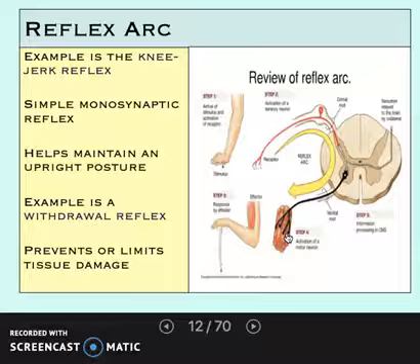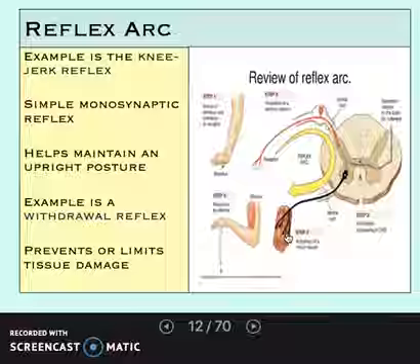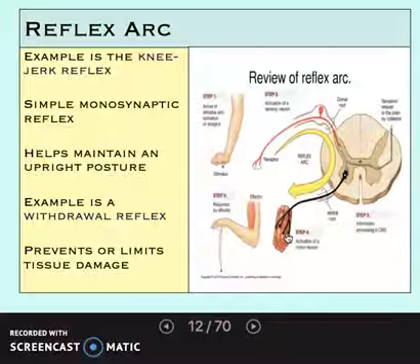And of course, the adaptive advantage of the reflex arc is that it allows for your body to have very rapid withdrawal. And it's a very primitive reflex. It's a very primitive response in animals.